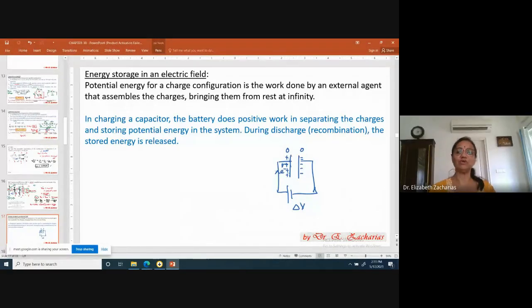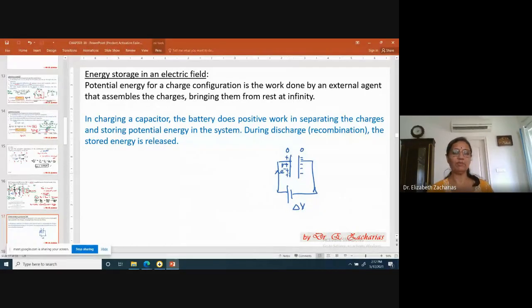Battery. The battery is doing work. The battery is doing electrostatic work. It is pulling out charge from one plate and putting it on the other. And therefore, the negative plate is slowly becoming negative potential, the positive plate is slowly becoming positive potential, or there is a potential difference being built up. So the battery is doing work.